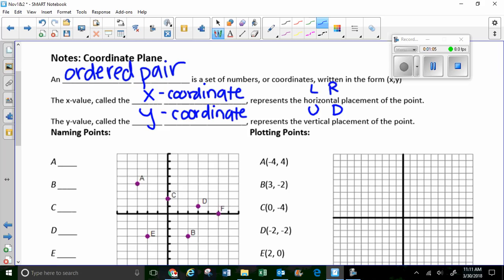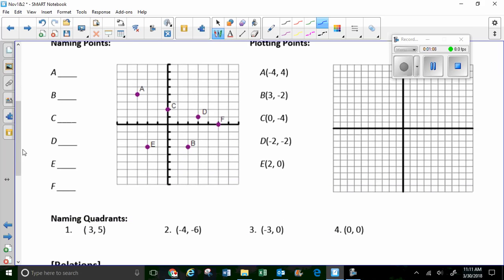So first we're going to be naming points, meaning we're going to determine their x and y coordinates. So we always start right here at the origin, and then we move first left or right and then up or down to get to the point. So to go to point A, I'm going to go to the left 1, 2, 3. Because I went to the left, that's the -3 direction. So that's the x coordinate. And then I go up 1, 2, 3, 4. And the up direction is the positive direction. So that's going to be (-3, 4) for A.